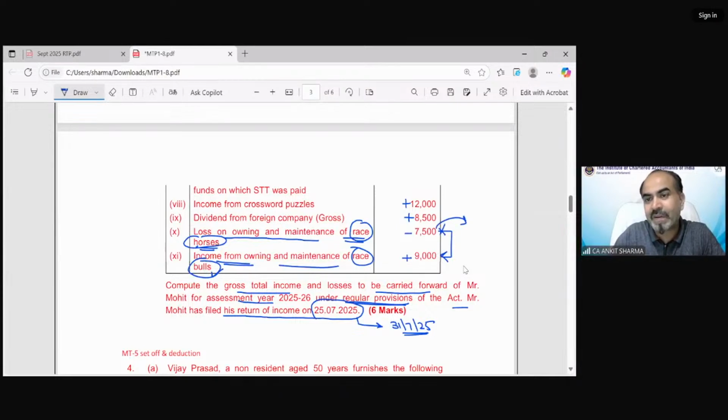This 7,500 is going to be carried forward, because losses on owning and maintaining of race horses can be set off only against the income from owning and maintaining of race horses, not from race bulls or race dogs or race donkeys or race rabbits, etc. So this is going to be carried forward. This is a very interesting point in this question. Chalo, let's solve it.